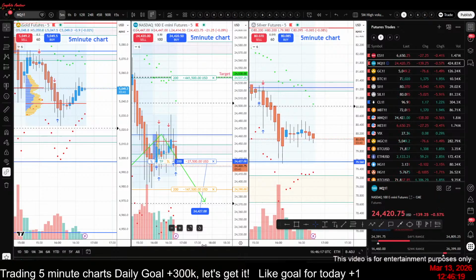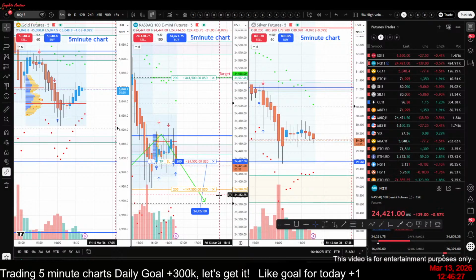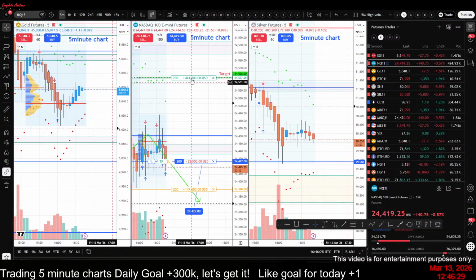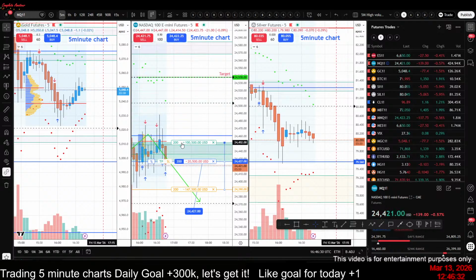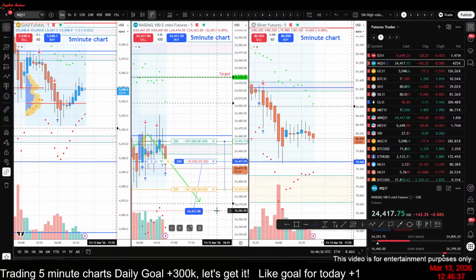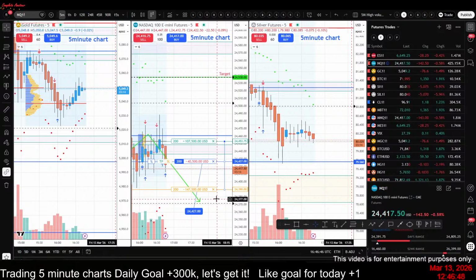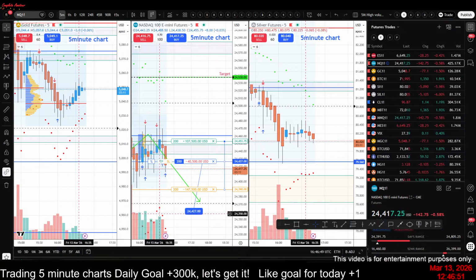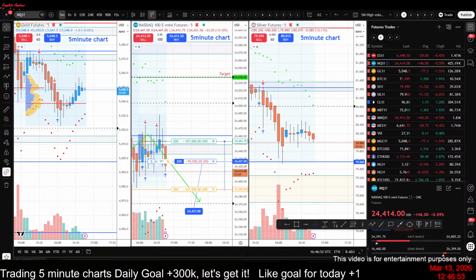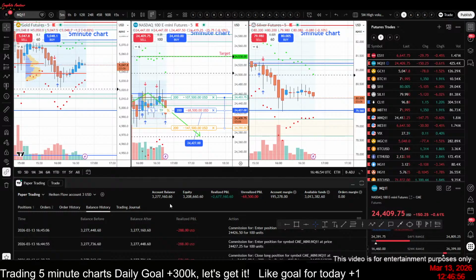Imagine, try and take another 100 off it. And if it's chopping around, then why not? Why not? Let's see. Let's see where we are on the day currently. Okay.